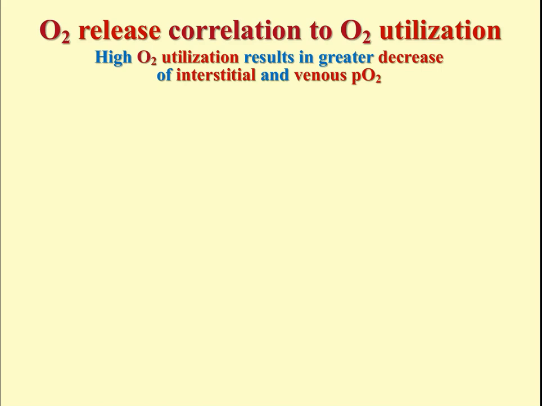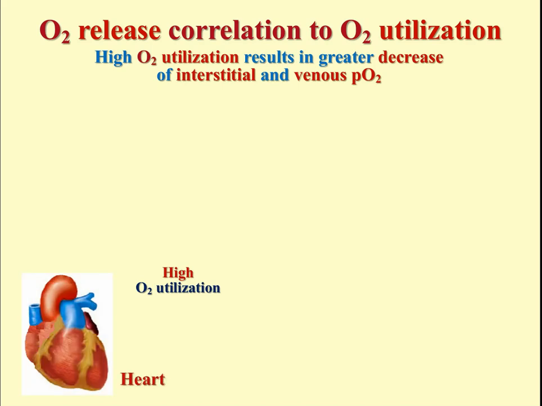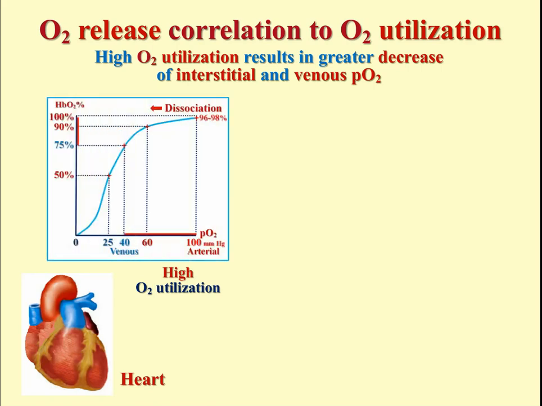Look, with high oxygen utilization, there will be a greater decrease of PO2 in both the interstitium of the tissue and the venous PO2 value. And the best example of an organ with high oxygen utilization, you still remember because it was not long ago, we considered the heart with its very high level of oxygen usage. So here you see what happens. Venous PO2 is less than usual because cells take more oxygen than many other tissues. Therefore, it can be even lower than P50.